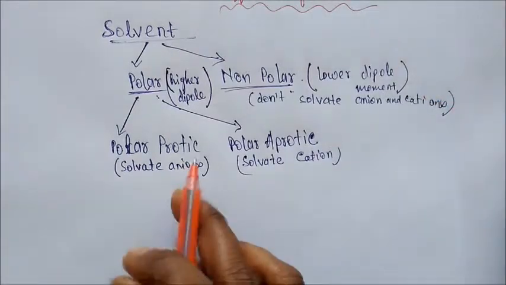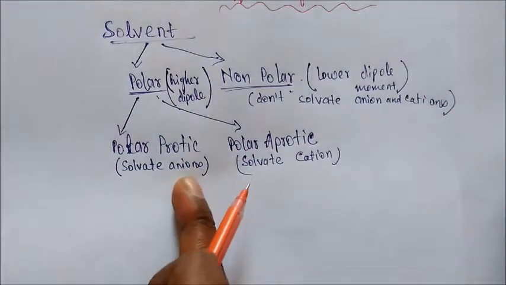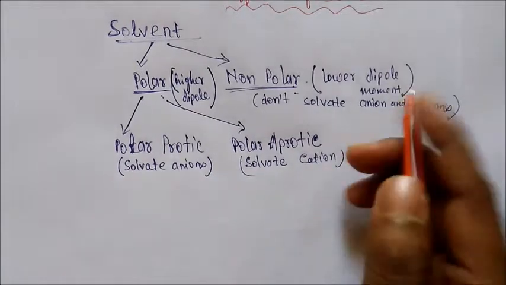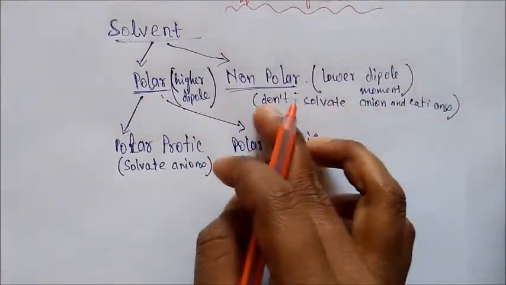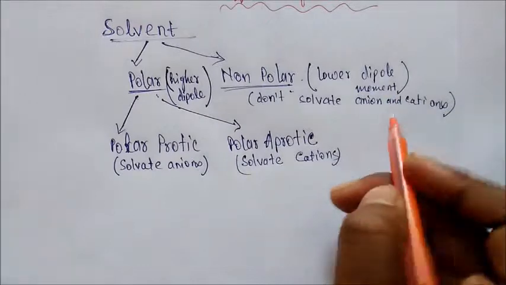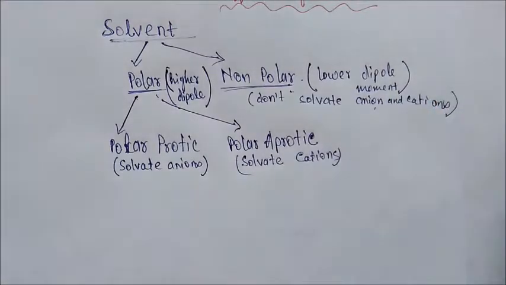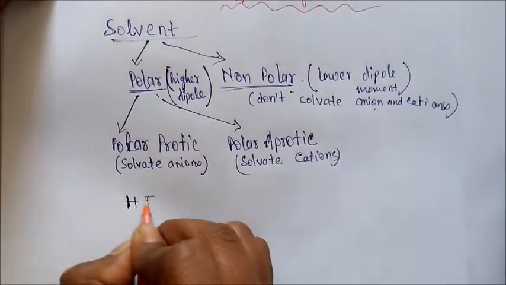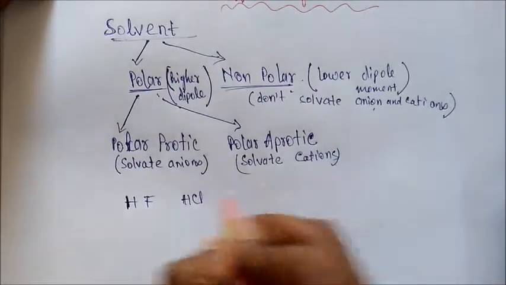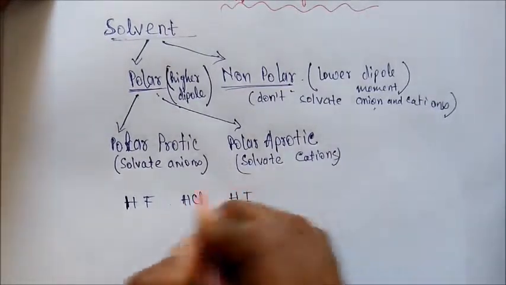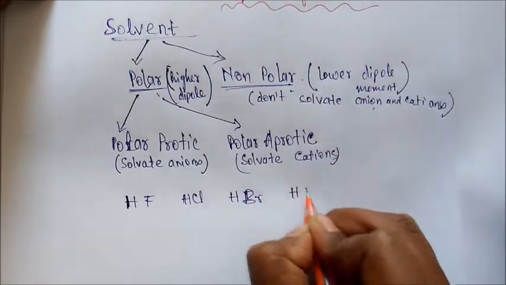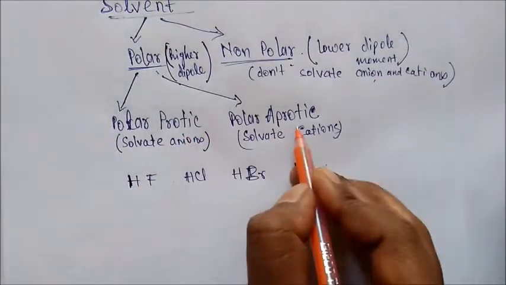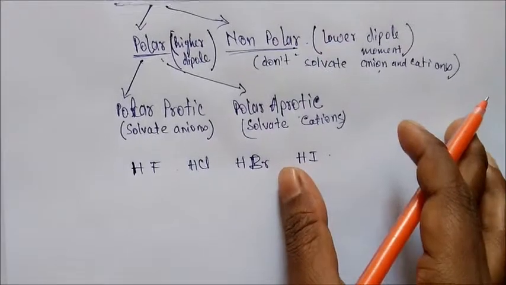Okay, so polar protic is going to solvate the anions, polar aprotic is going to solvate the cation part, and non-polar solvent is not going to solvate the anions as well as cations. So if we take an example, let's say we have HF, HCl, HBr and HI. What will be the effects on these groups in the polar protic, in the polar aprotic and in the non-polar solvent? Let's see.